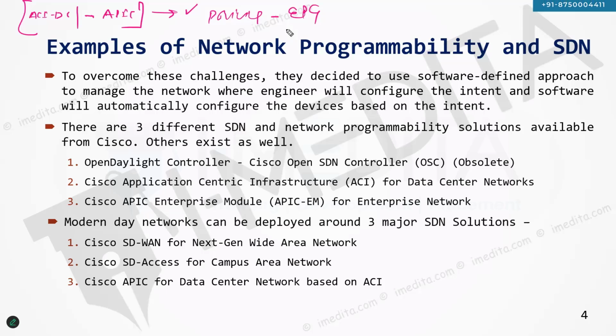When this ACI APIC was gaining a lot of popularity in the data center environment, they thought of using a similar kind of thing in the enterprise network. They thought of developing a controller similar to APIC, but one that can be used for the enterprise network, not for the data center infrastructure. And they did create it, and they called it APIC-EM, Application Policy Infrastructure Controller. EM stands for Enterprise Module. APIC-EM they created, Application Policy Infrastructure Controller.